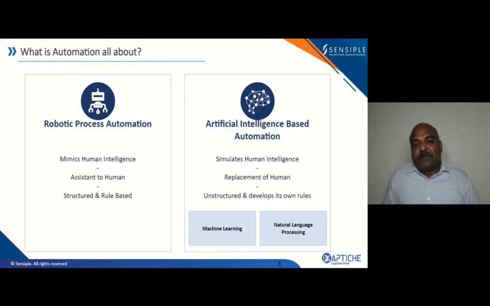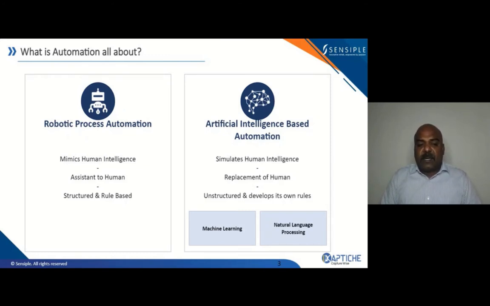On the other hand, artificial intelligence-based automation can simulate human intelligence. That's very powerful. It can eventually replace humans, and the days are not very far, and it's already starting to happen. It uses unstructured data and develops its own rules and logic. It generates its own code. Artificial intelligence is nothing without its subsets. The word artificial intelligence is just an umbrella. It's nothing without subset technologies such as machine learning, natural language processing, machine vision, and many more. But I've just taken these two because we predominantly use these two technologies in our applications.